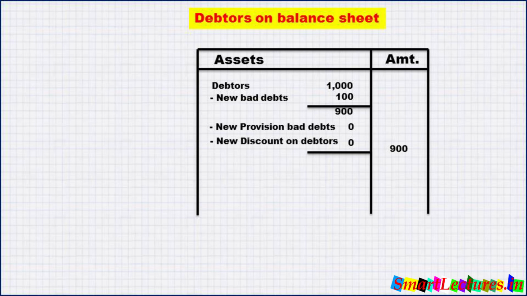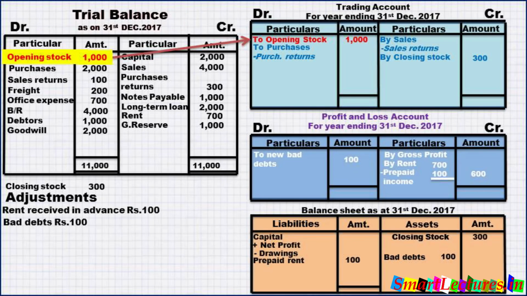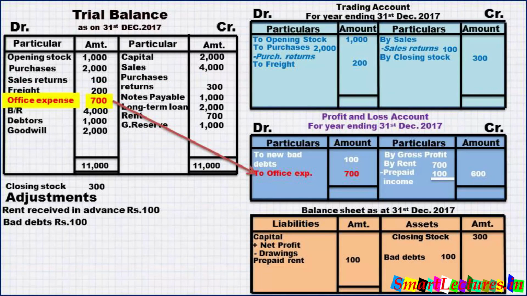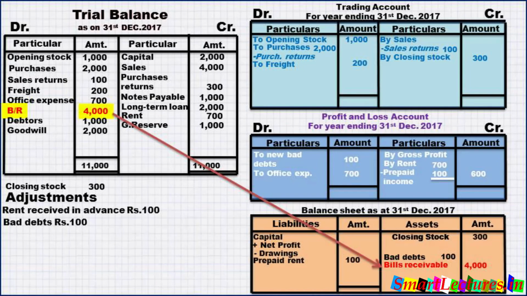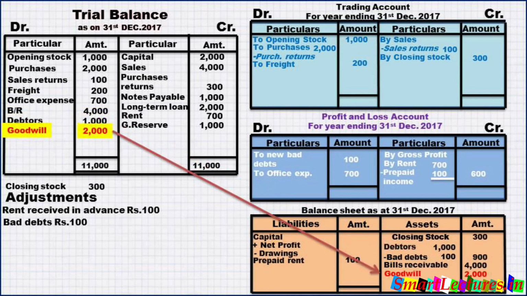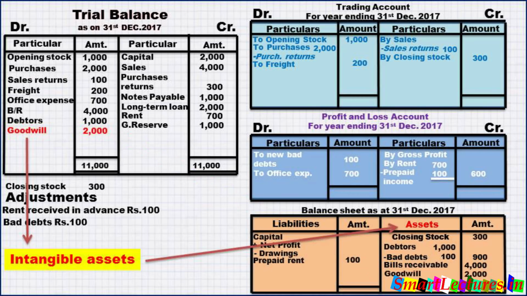Let's take all the items from trial balance to financial statements. Opening stock 1000 on debit side of trading account, purchases 2000 in the inner column of trading account, sales returns 100 in the inner column. On the credit side of trading account, freight, these are the direct expenses 200. On the debit side of trading account, office expenses 700. On the debit side of profit and loss account, BR, this is an asset. BR on the debit side of balance sheet, means asset side. Debtors we have already taken when we were doing all the adjustments. Goodwill 2000, it is an asset, intangible asset, and all intangible assets go to asset side of balance sheet.